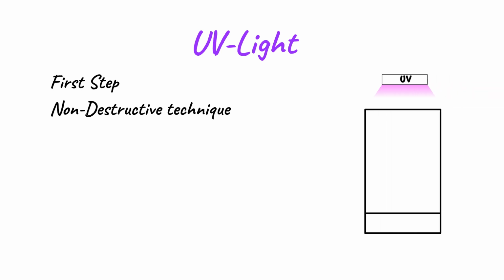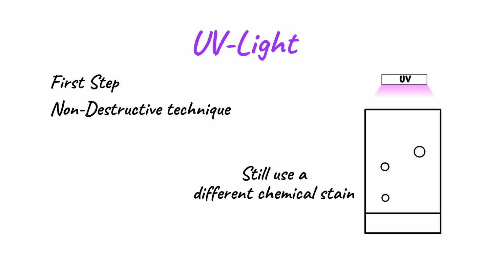UV is always your first step, and it is one of the non-destructive visualization methods. You can UV visualize a plate, mark your spots, and still use a chemical stain after that. That makes it uniquely valuable. At 254 nanometers, this is what most labs use.